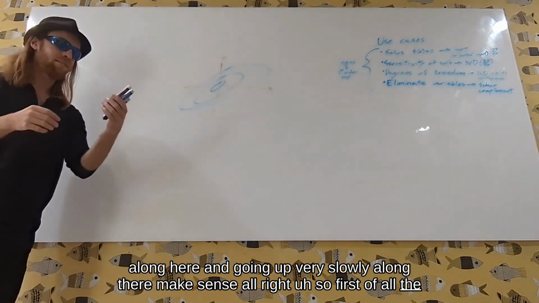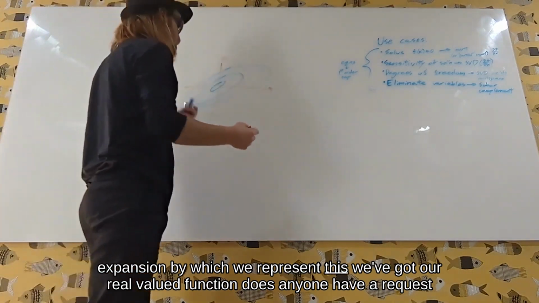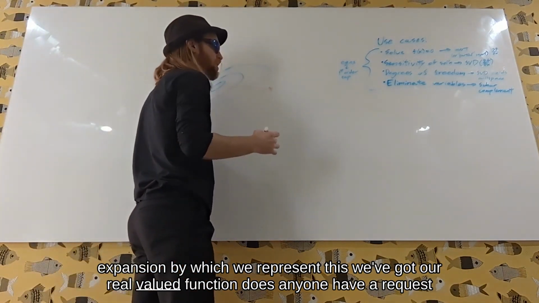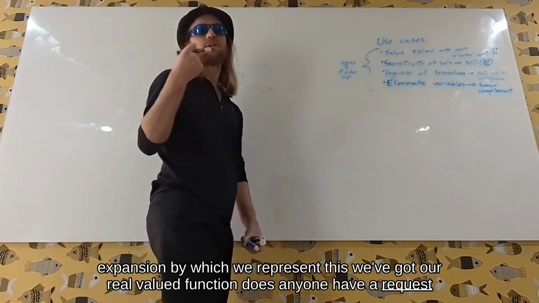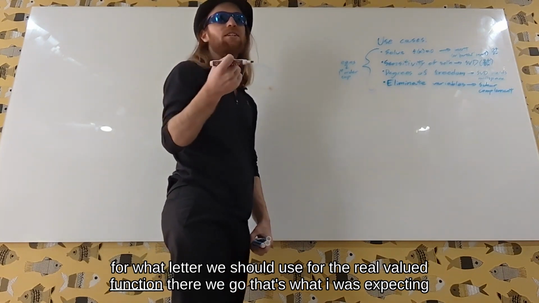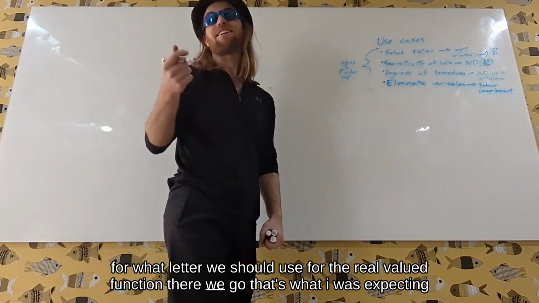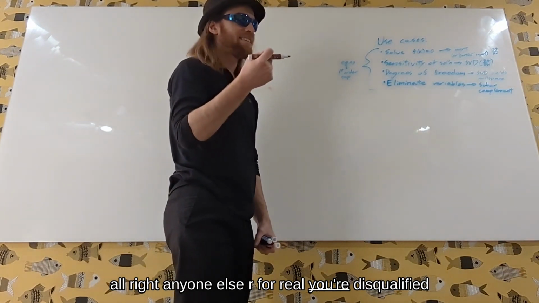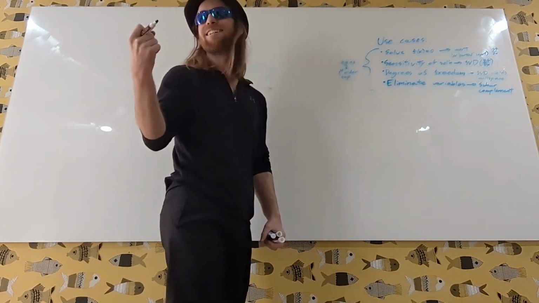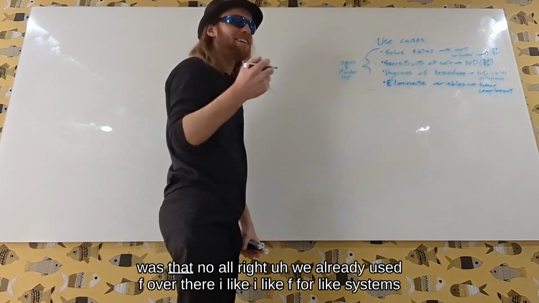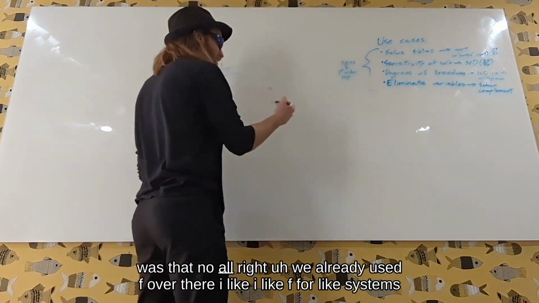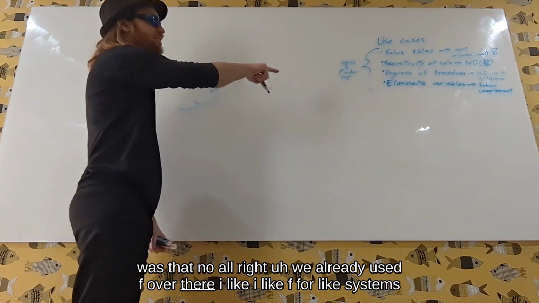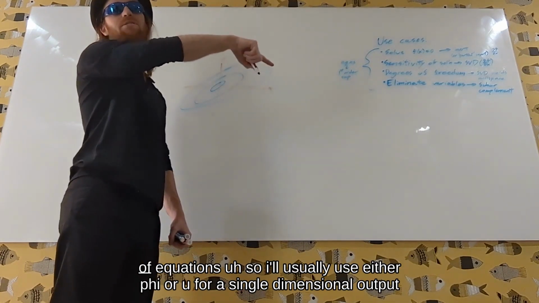So first of all, the expansion by which we represent this, we've got our real valued function. Does anyone have a request for what letter we should use for the real valued function? There we go. That's one I was expecting. All right. Anyone else? R for real. You're disqualified. We already used F over there. I like F for systems of equations.